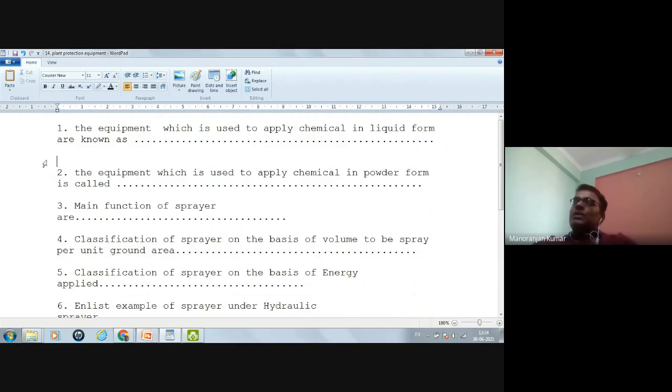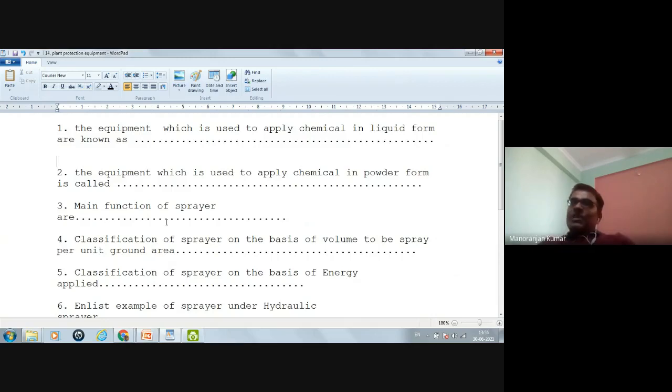What is the name of that equipment which applies chemical in the liquid form? So this is the sprayer. The second question: the equipment which is used to apply chemical in powder form. So which equipment applies chemical to the crop in powder form? The name is duster. Okay.